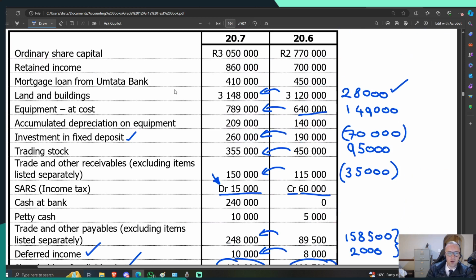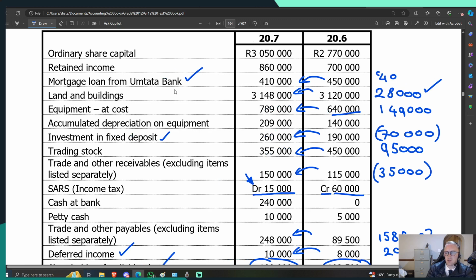Mortgage loan, there you go. It went from 450,000 to 410,000. Here's mortgage loan. We had a decrease in our mortgage loan of 40,000 rand. Oopsie, I made a mistake there, sorry. 40,000 rand.